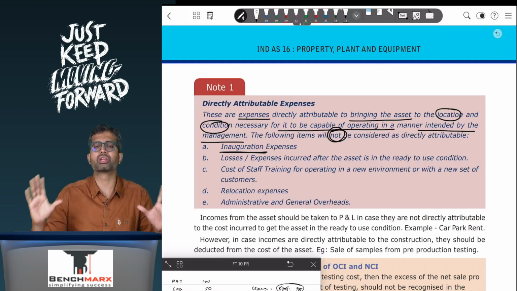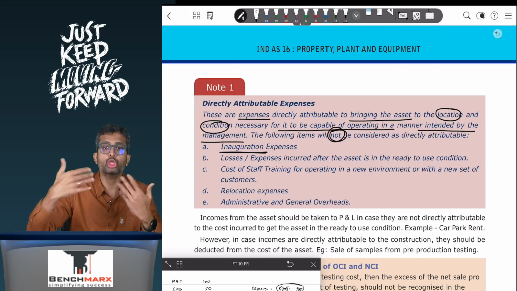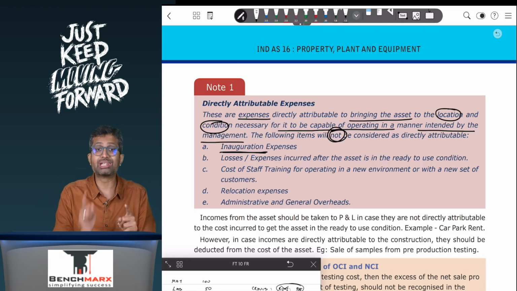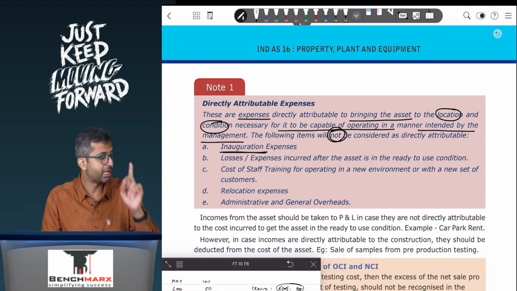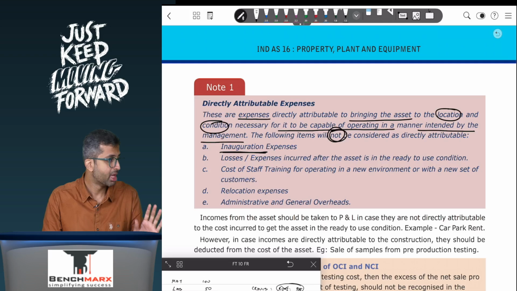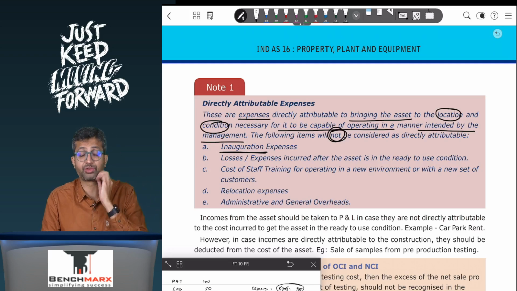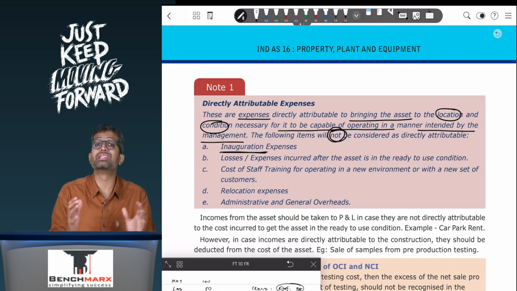Now the telecom tower network is ready for use. After that, you give the connections free of cost. That does not increase the cost of your telecom tower network. No, ready to use and put to use are not the same. Ready to use is different, put to use is different. Everything that we see over here is for ready to use.